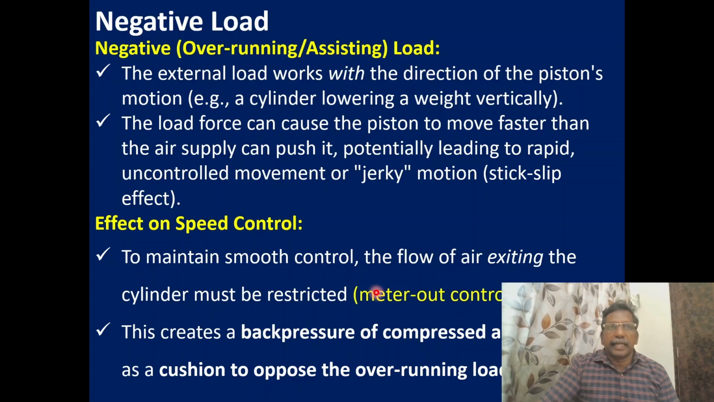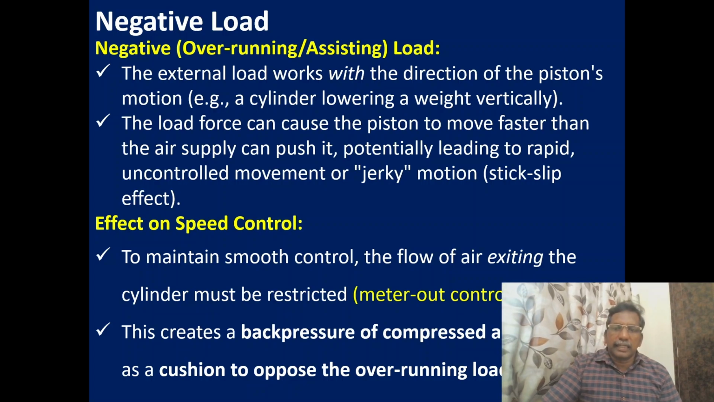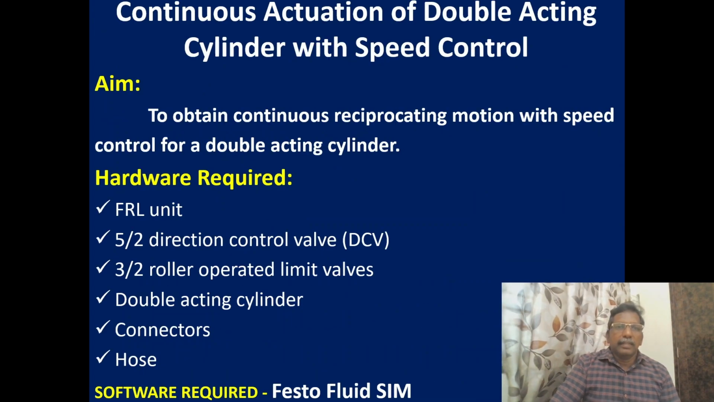At the same time, it maintains smooth control. The flow of air exiting the cylinder must be restricted. This creates a back pressure of compressed air, which acts as a cushion to oppose the overrunning load. So it is very useful for both positive loads as well as negative loads.